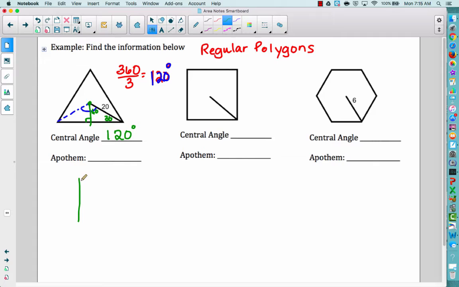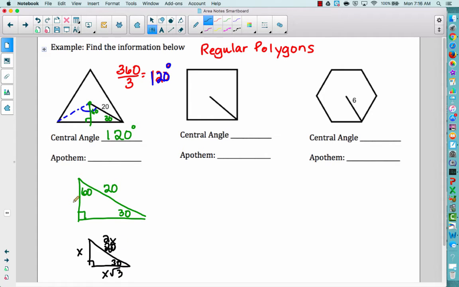So I'm going to actually redraw this little triangle for myself with a 60, a 30, and a 90. And I have a hypotenuse of 20. So just to recall, in a 30, 60, 90 triangle, the short leg is half the hypotenuse. So it's x, 2x, and x root 3. All right, so across from 30 would give me 10. So then I know my apothem is 10. And just because we might need it at some point, this segment right here would be 10 root 3. So that's 10 root 3.